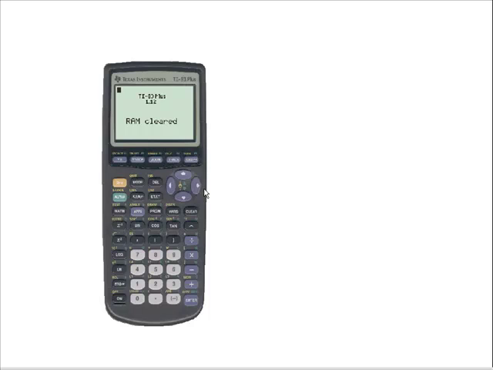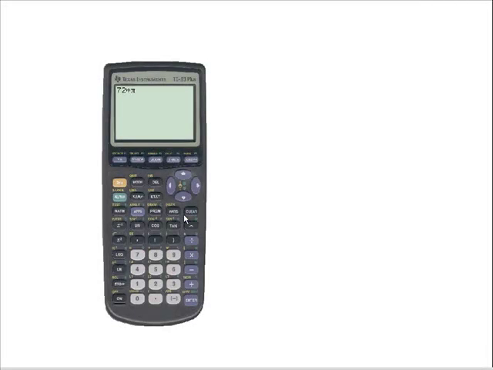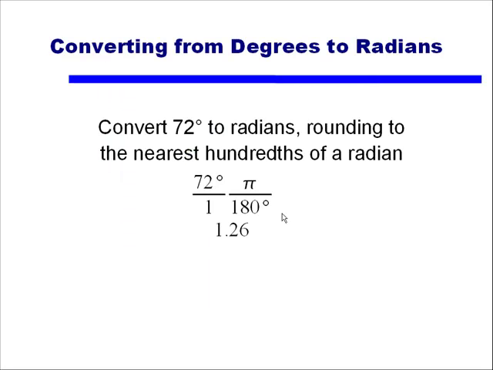To use our calculator, we'll go ahead and type in 72 times, and we're going to use the second button, and then over the caret there's the pi symbol, and that will be the approximation for pi, and then we'll divide that by 180 degrees, and we end up with 1.256637061. Well, the problem asked for this rounded to the nearest hundredths, and so our answer would be 1.26.